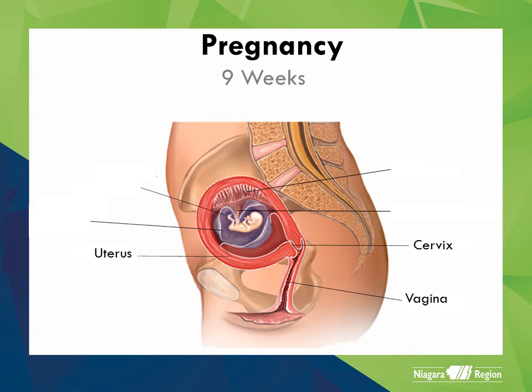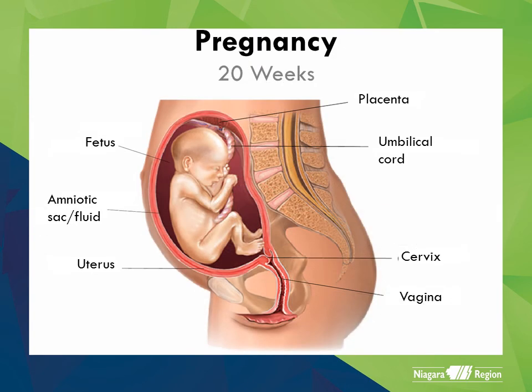You can see the uterus, cervix, vagina, placenta, which is a connection between mother and fetal blood, amniotic fluid, umbilical cord through which exchange of nutrient material occurs, fetus. This is the 20th week of pregnancy. You can see the placenta, umbilical cord, cervix, vagina, uterus, amniotic fluid.